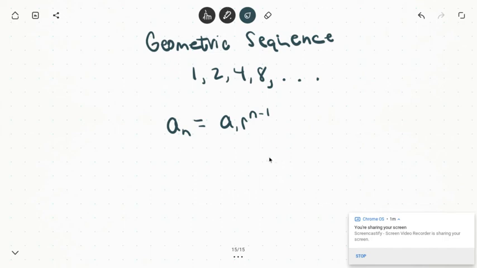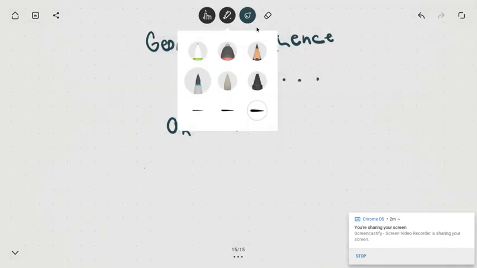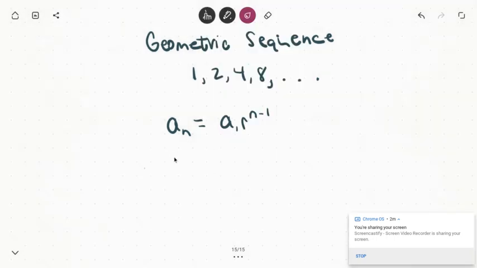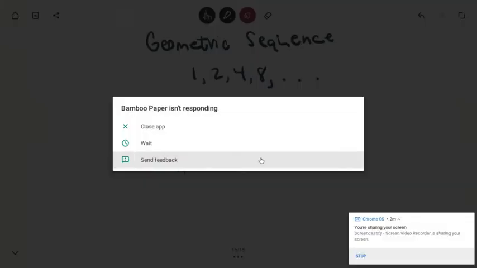Let's say we know that the first term, it's frozen. Hang on just a second, see if I can get it. There we go. Okay, let's say that the first term is known. Let's say that we know that the first term is 3. And we know that the common ratio, oh, nice. Okay.